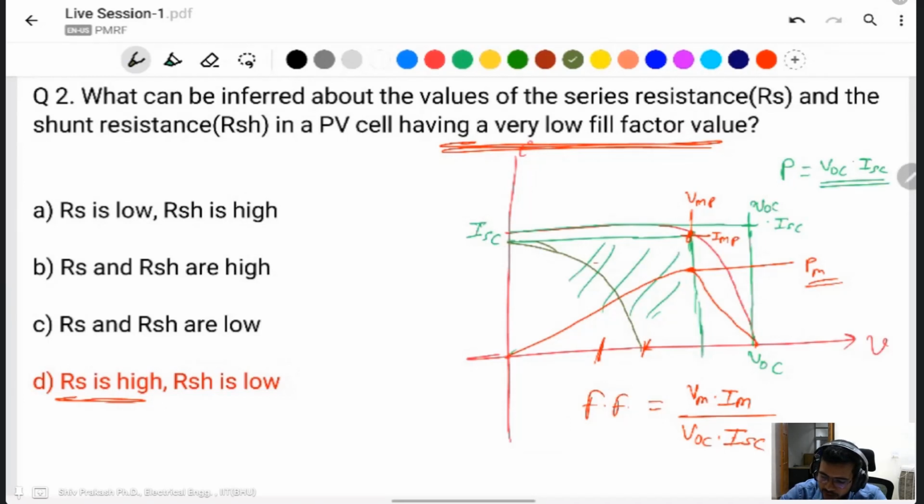This reduction, from the ISC point, reaches a minimum point like a flat line. Up to VOC, this will be the minimum flat line.